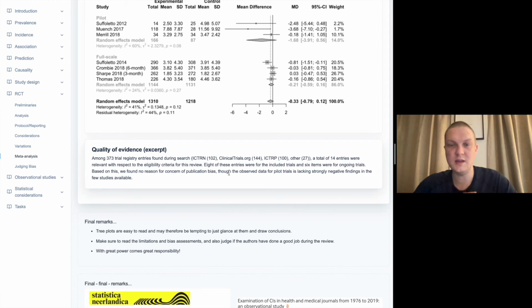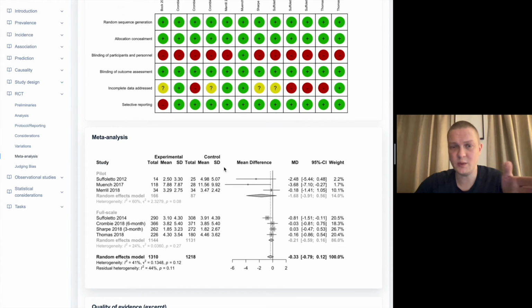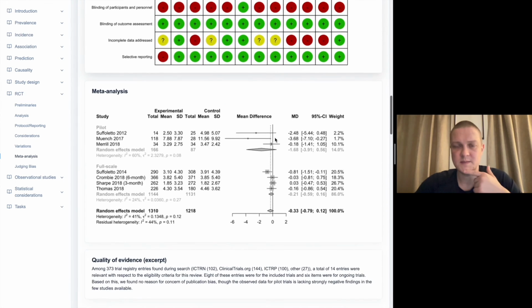Overall, we found the quality of evidence in this meta-analysis, in this systematic review, to be low. Mainly driven by the fact there were few studies, there were a lot of pilot studies that shaped the outcome, and also high risk of bias.